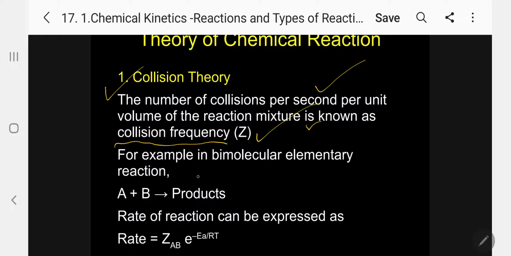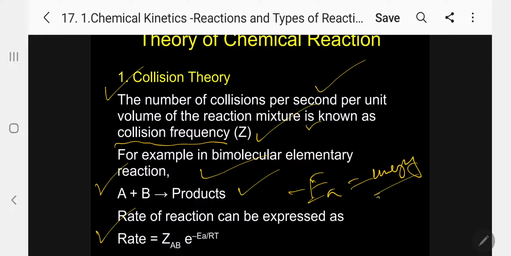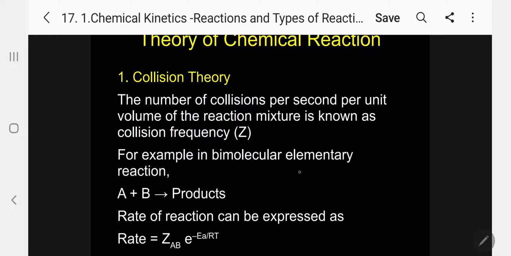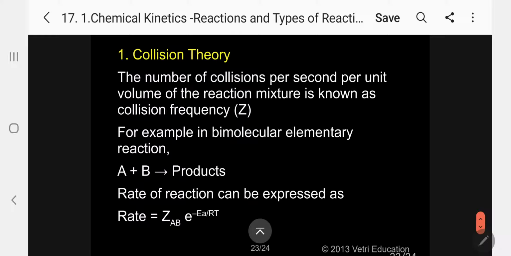For example, in a bimolecular elementary reaction, A plus B reactants giving products, the rate of reaction can be expressed as rate equal to Z_AB e to the power of minus Ea by RT, where Ea is the energy of activation, R is the gas constant, T is temperature, and Z_AB is the collision frequency between A and B. This corresponds to the energy of activation.